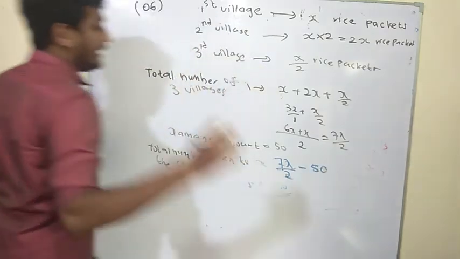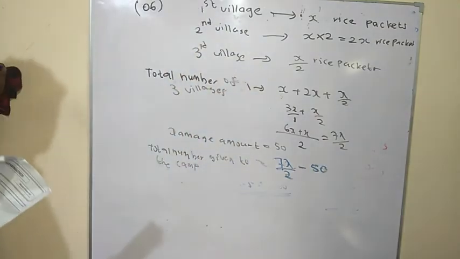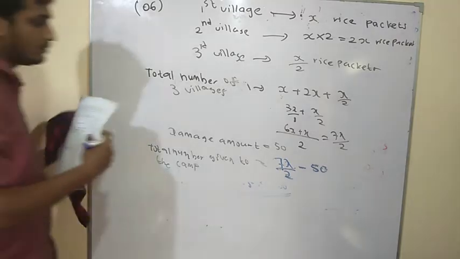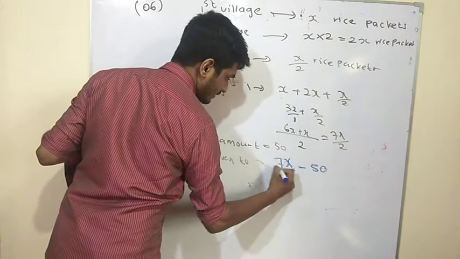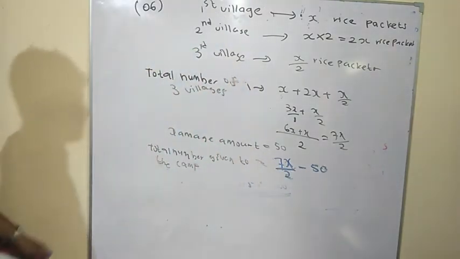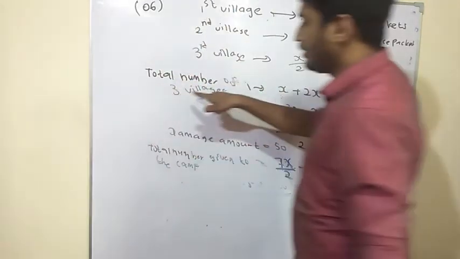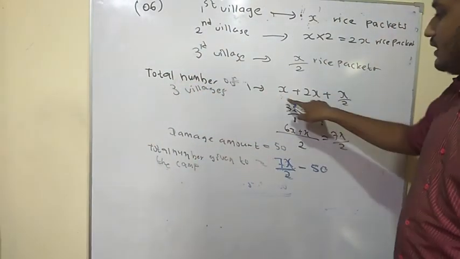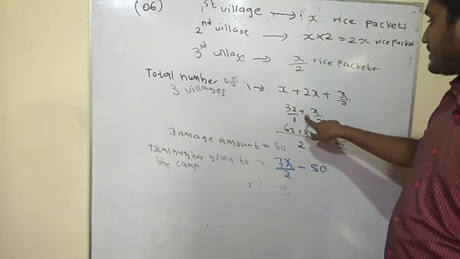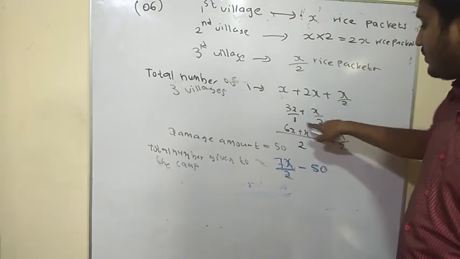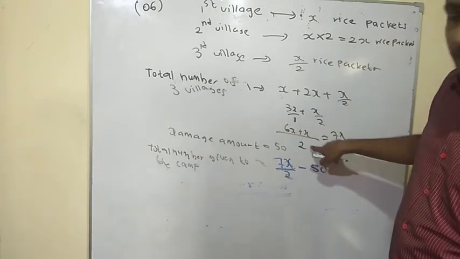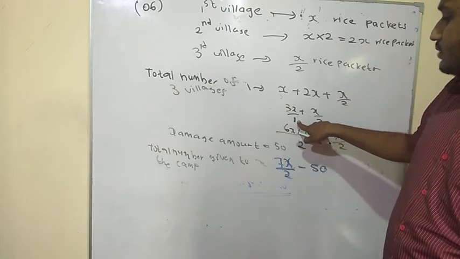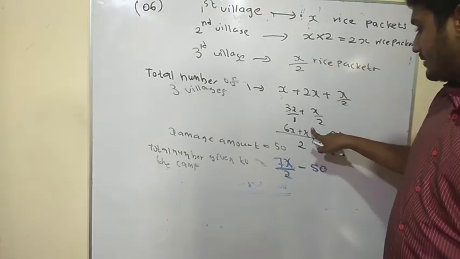You need to make an algebraic expression: 7x divided by 2 minus 50. Now you can see clearly that the total number gained from the three villages is x plus 2x plus x over 2. x plus 2x means 3x, plus x over 2. Using the common denominator 2, 2 times 3 is 6x, plus x means 7x.